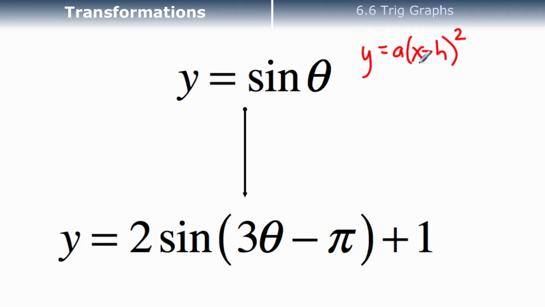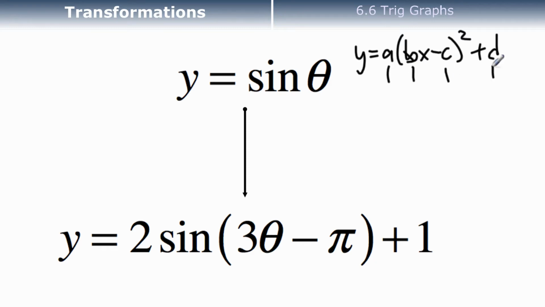Is that right? No. Well, I guess it's like that. y equals a(bx minus c) squared plus d, something like that. And there were specific things that each one of those letters did to transform the graph of a particular function.